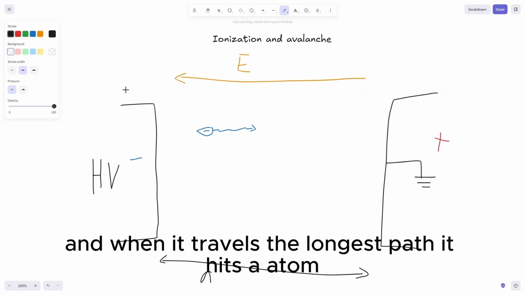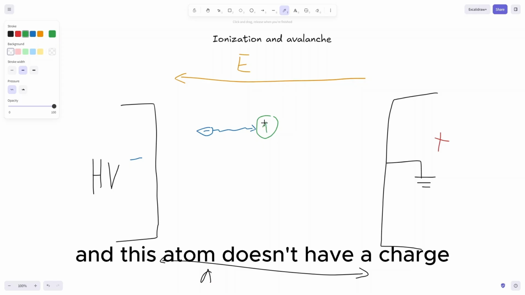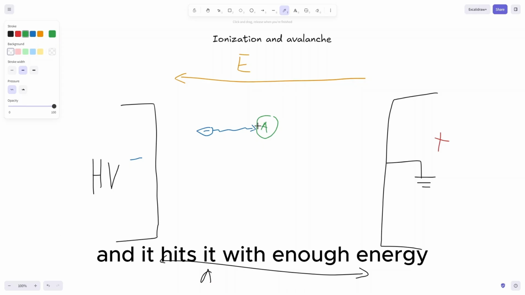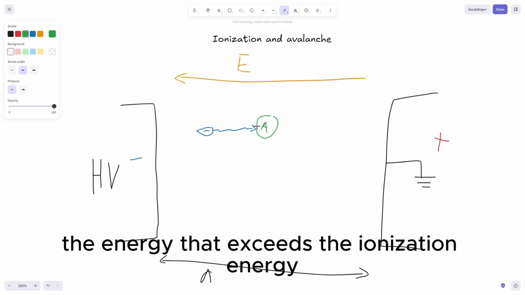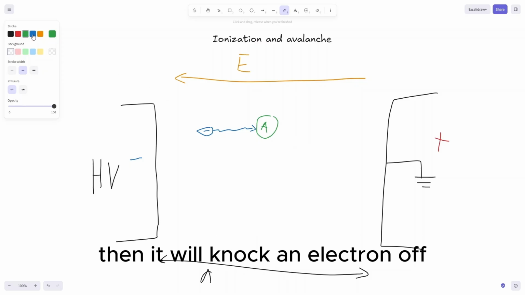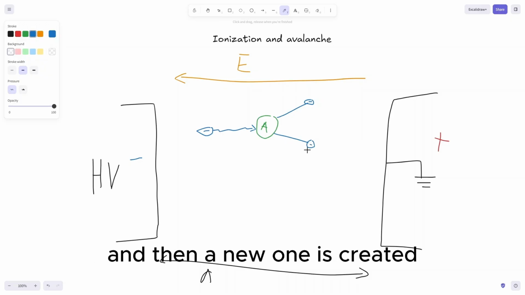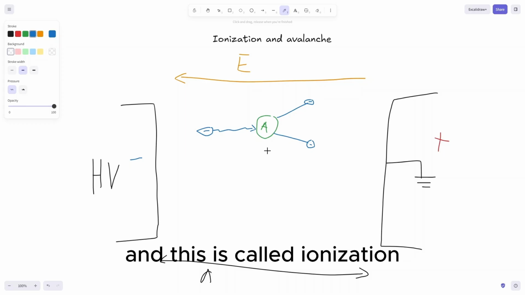And when it travels along this path, it hits an atom. Let's draw that in green. And this atom doesn't have a charge. It's not ionized yet. But when the electron hits it with enough energy, energy that exceeds the ionization energy, then it will knock an electron off the orbital of this atom. So the same electron as from before, and then a new one is created, if you can say that. And this is called ionization.